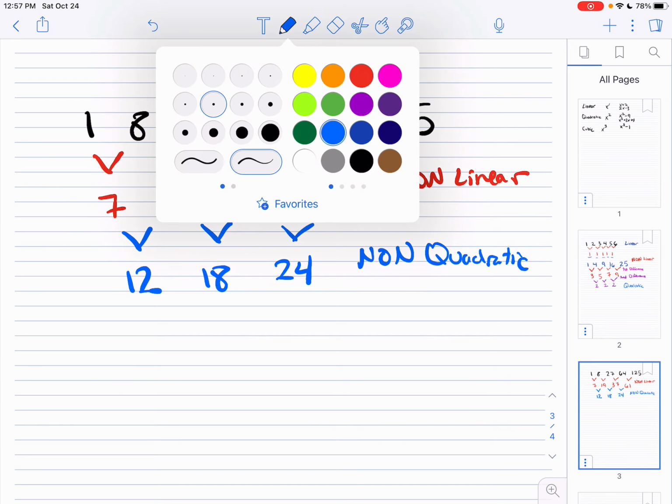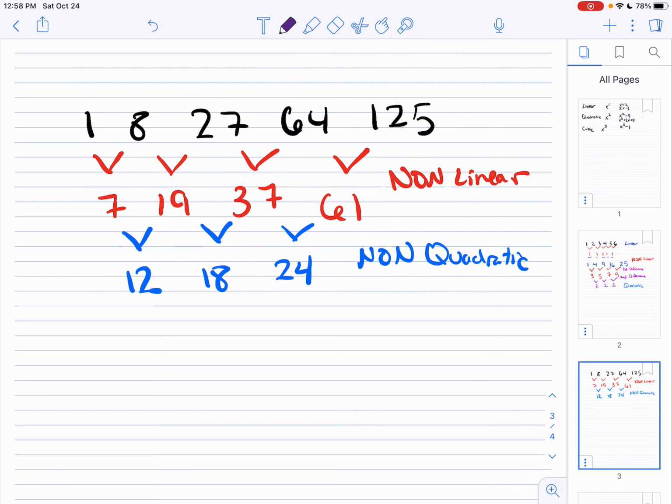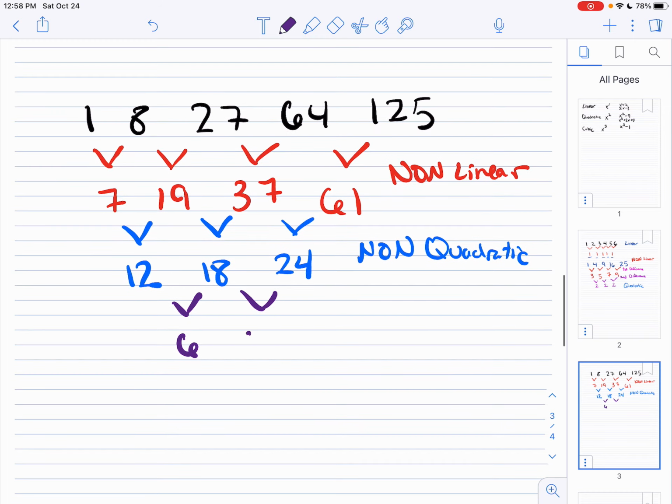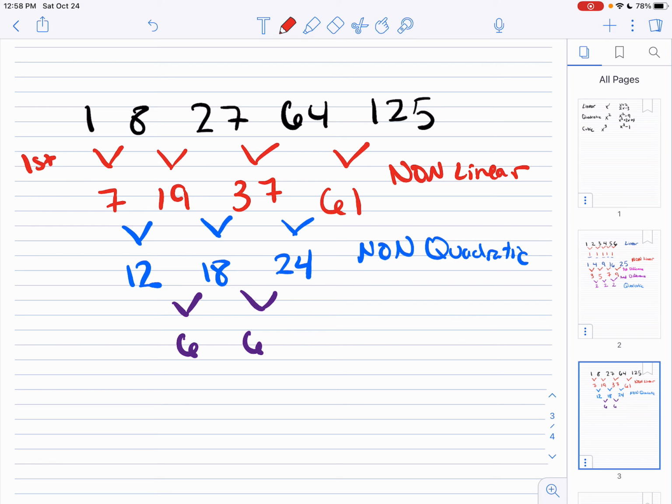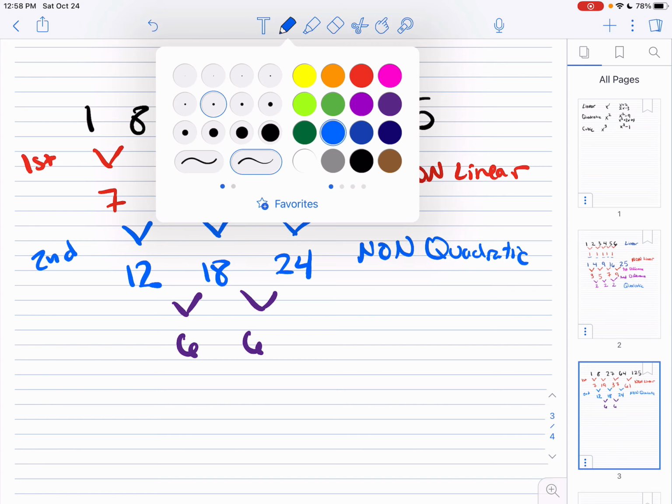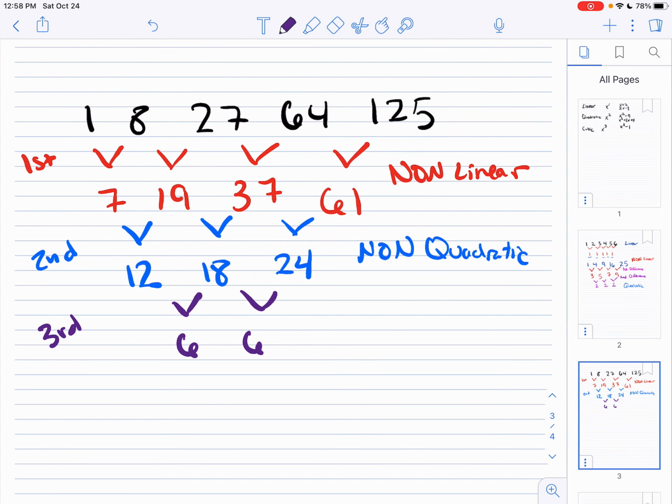All right, we have one more thing to check. We're going to take what's called our third difference, using the same procedure. We take 18 minus 12, which is 6, and 24 minus 18, which is also 6. So this is the third difference. The first difference, the blue is the second difference, and the purple is the third. And because these match up, we have a cubic.